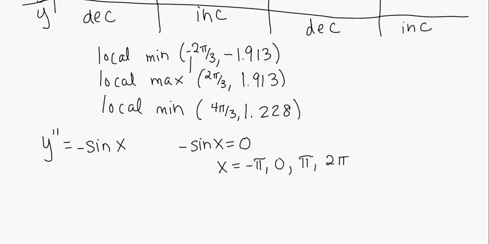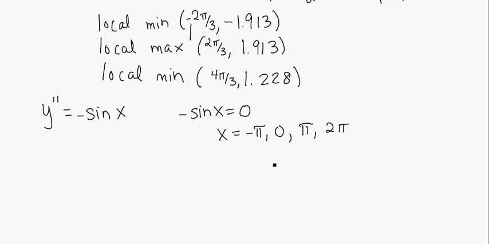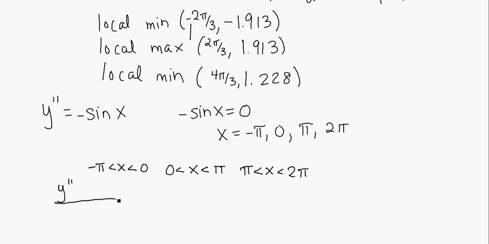Now, negative pi and 2 pi are already the endpoints of our intervals, so we're just going to need to check between negative pi and 0, between 0 and pi, and between pi and 2 pi. What we're going to be checking for now is what's happening to the second derivative, and that'll tell us about the concavity of our original.